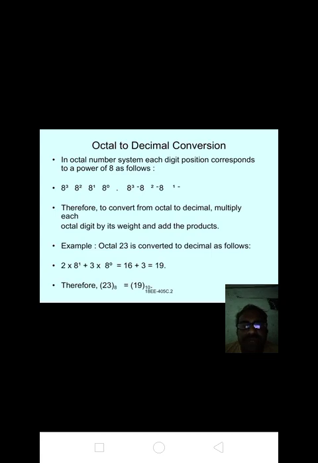Therefore to convert from octal to decimal, multiply each octal digit by its weight and add the products. Octal 23 is converted to decimal as follows: 2 into 8 power 1 plus 3 into 8 power 0 equals 16 plus 3 equals 19. Therefore 23 base 8 equals 19 base 10. For octal number 23, the decimal value is 19 only.